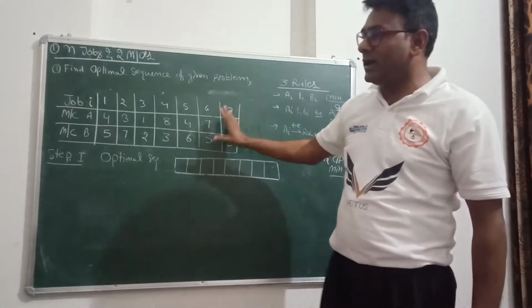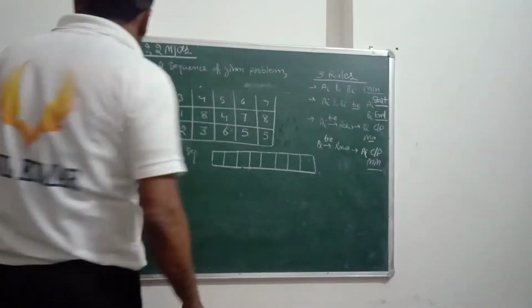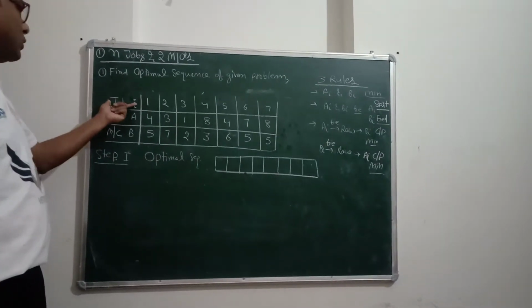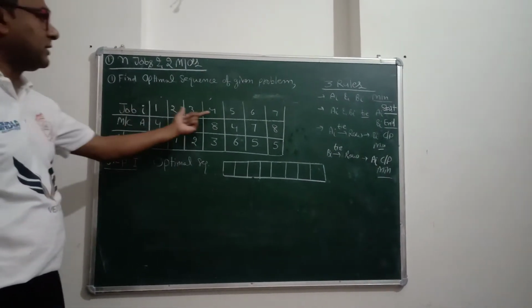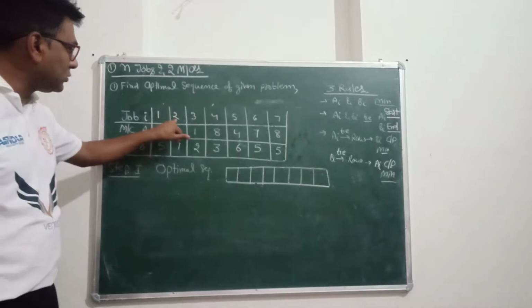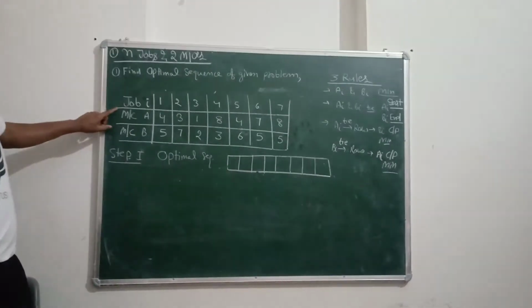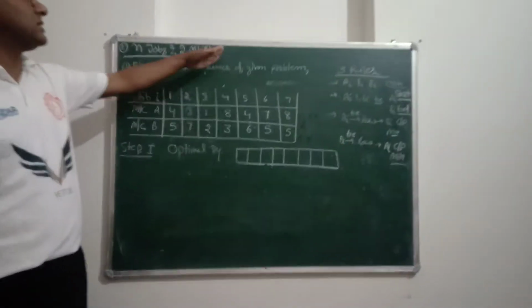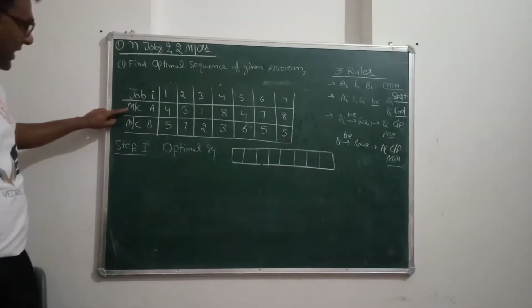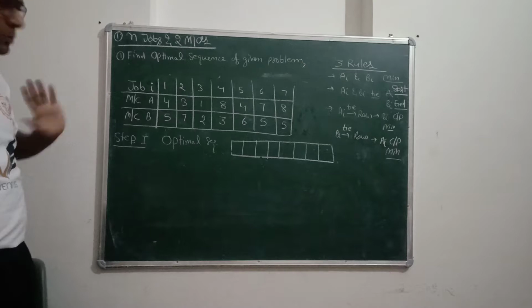Okay, so what we are having here, we are having I number of jobs, means in this particular problem we are having 1 2 3 4 5 6 7 jobs, and we are having only two machines, as this is the main requirement of the question. We are having only machine A and machine B.